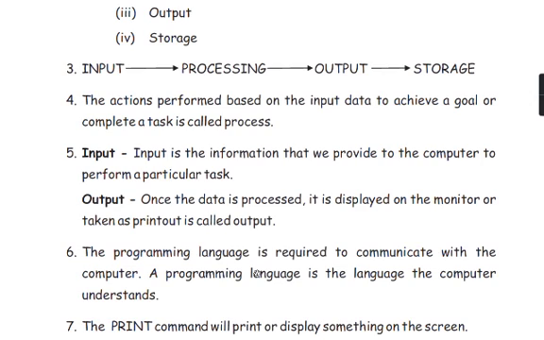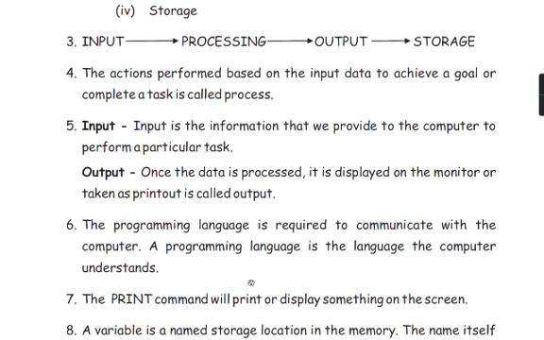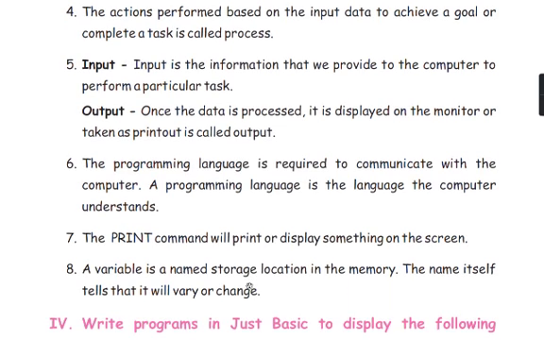Next question, what does the print command do? The print command will print or display something on the screen. In page number 92, third point from the top. Next, what is a variable? In page number 87, under the title variable, first 2 points. A variable is a named storage location in memory. The name itself tells you that it will vary or change.